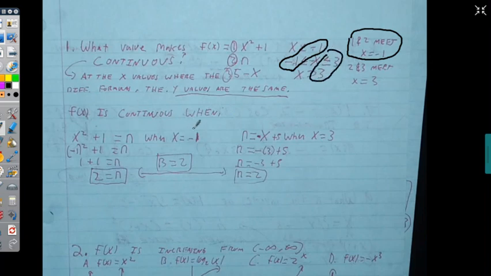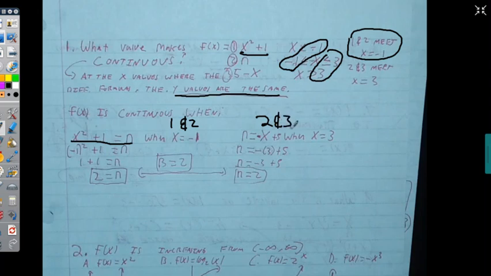Now, f of x is continuous when the y values are the same at the x values where the functions meet. So the y values have to be the same, which means x squared plus 1 has to be equal to n. That's for the y values being the same when functions 1 and 2 meet, when x is equal to negative 1. And n has to be equal to negative x plus 5 when 2 and 3 meet, when x is equal to 3.